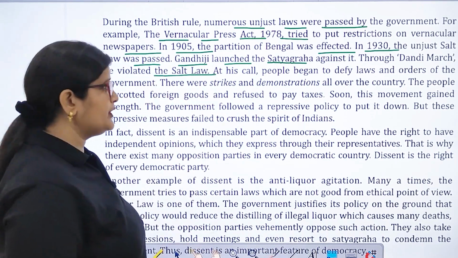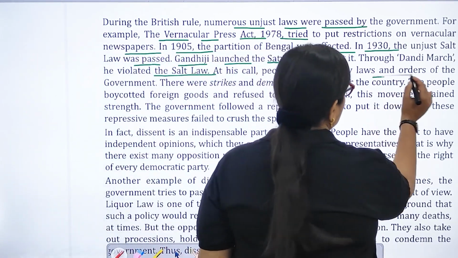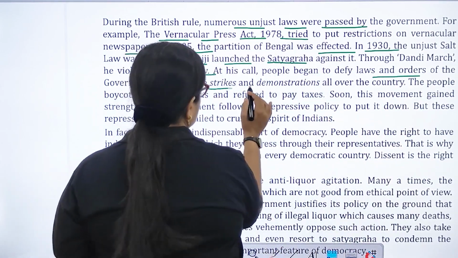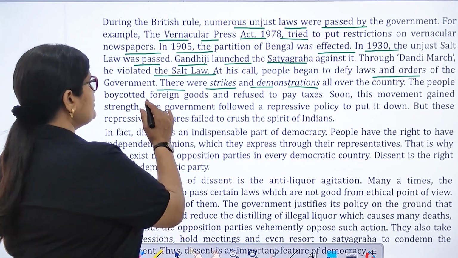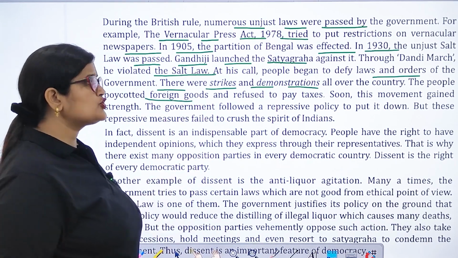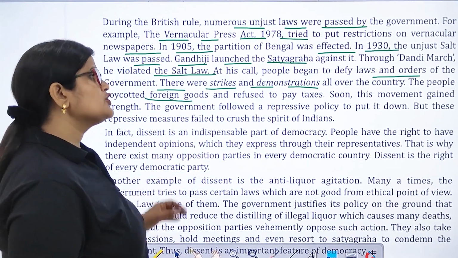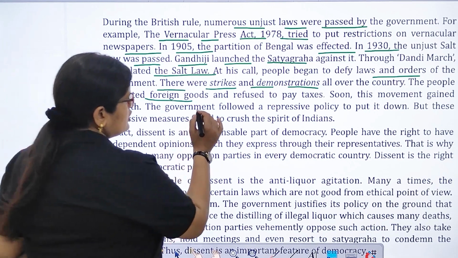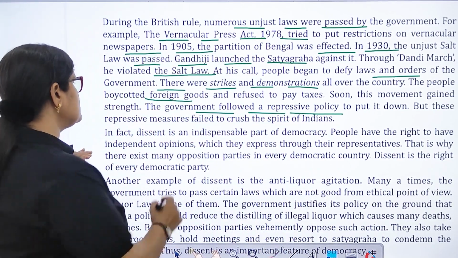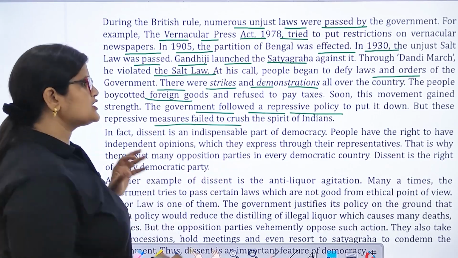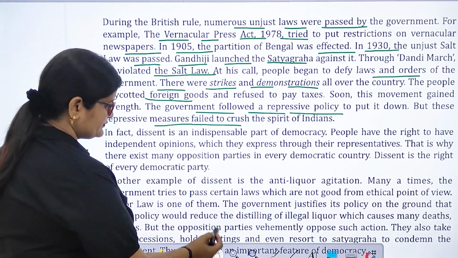At his call, people began to defy law and orders of the government. There were strikes and demonstrations all over the country. The people boycotted foreign goods and refused to pay taxes. Soon this movement gained strength. The government followed a repressive policy to put it down, but these repressive measures failed to crush the spirit of Indians.